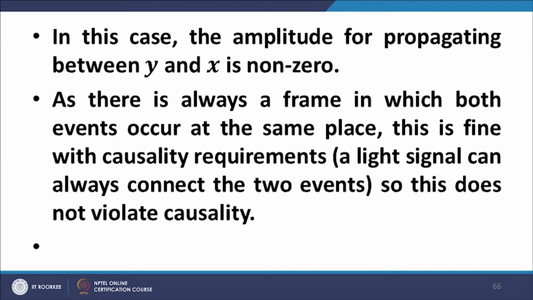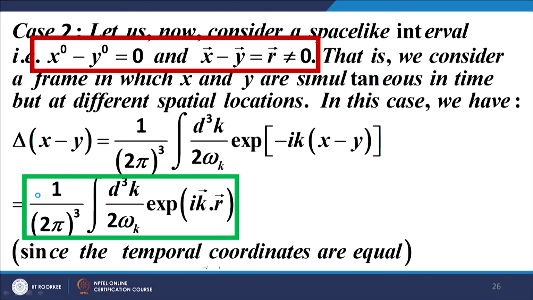and therefore the fact that the propagator between y and x is non-zero does not violate relativity, because there can always be a light signal which can connect the two, and causality as a result is not violated. Now, we talk about the second case when the two points x and y are space like separated.